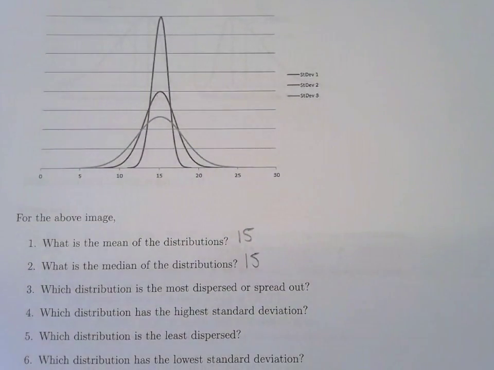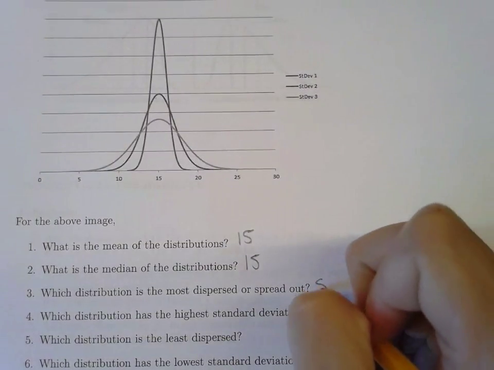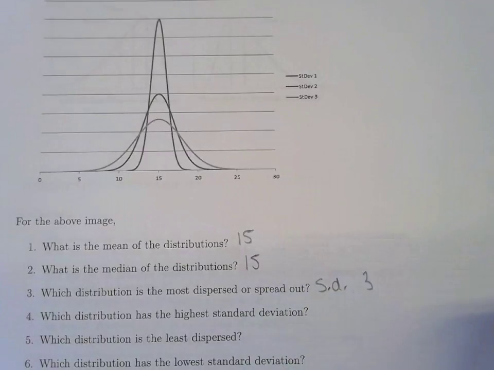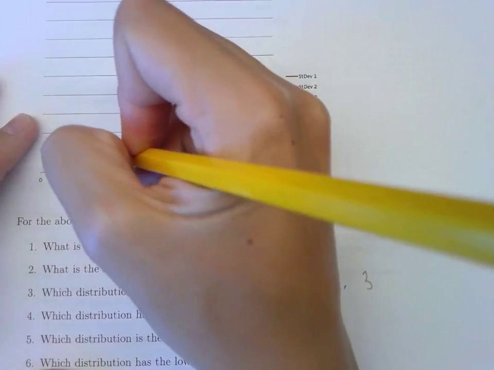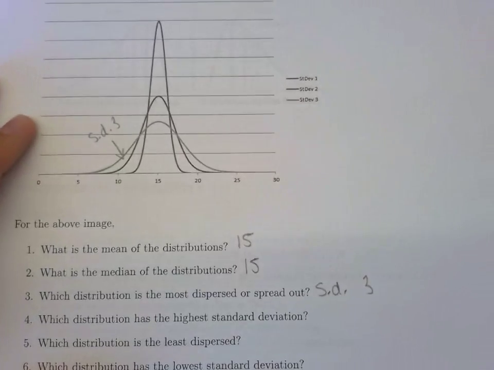Number 3, which distribution is the most spread out, or most dispersed? This is going to be the one with the highest standard deviation. So this is going to be standard deviation of 3, which in the picture you can see represents this picture here. So I'm going to go ahead and label this as standard deviation 3, just in case you can't see the color difference in these pictures.